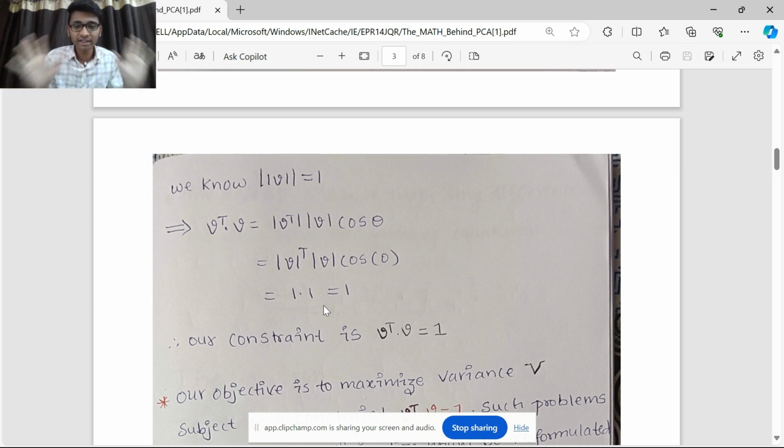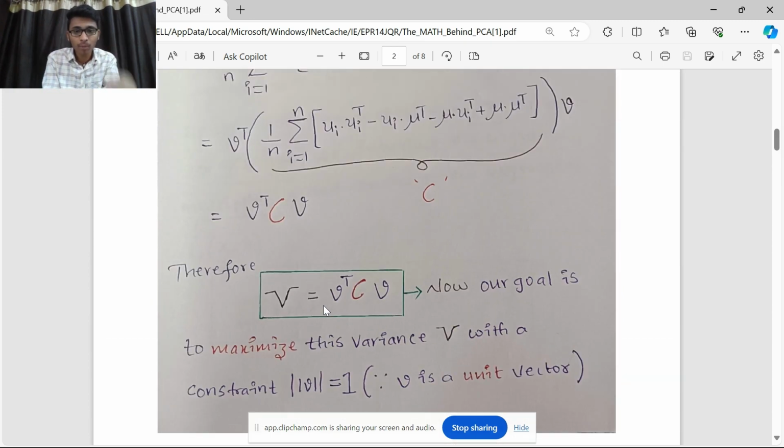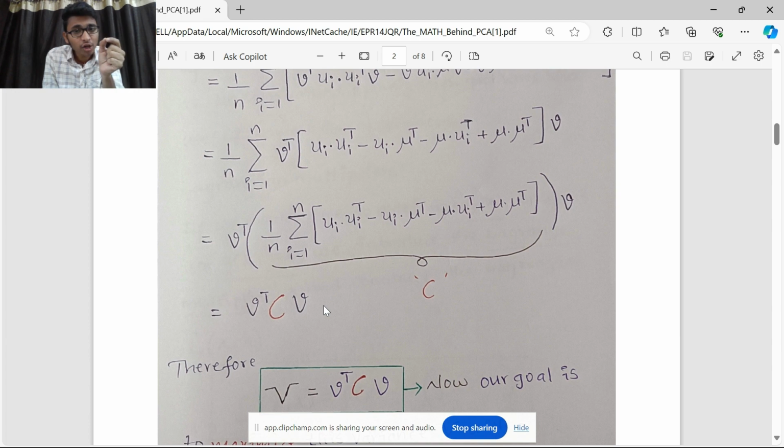Now we have two functions, f of x and g of x equal to c. We want to maximize f of x subject to this constraint, V transpose into V equal to 1, right? I hope you are getting what I have told. Hope you understood the problem formulation and the simplification. If you have any doubts, please let me know in the comment section, guys.